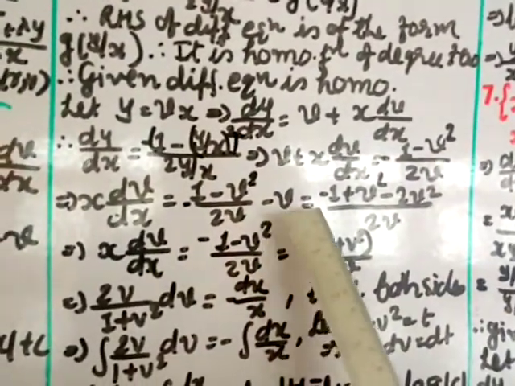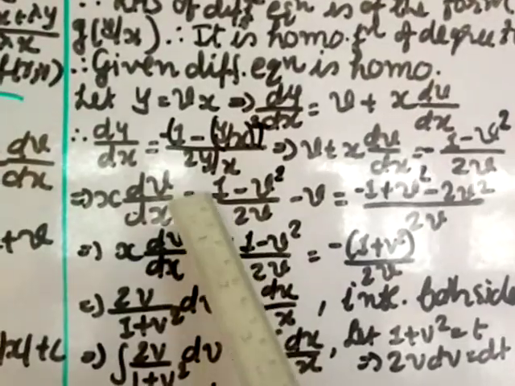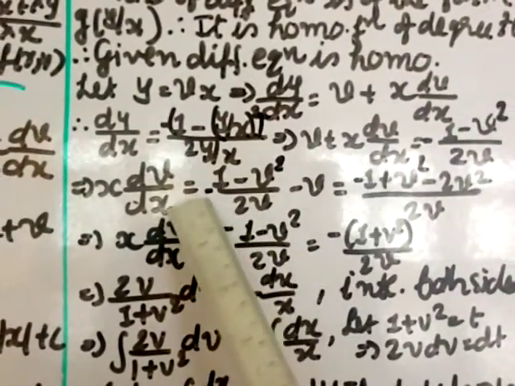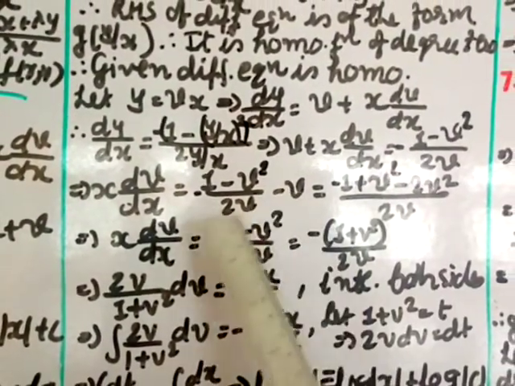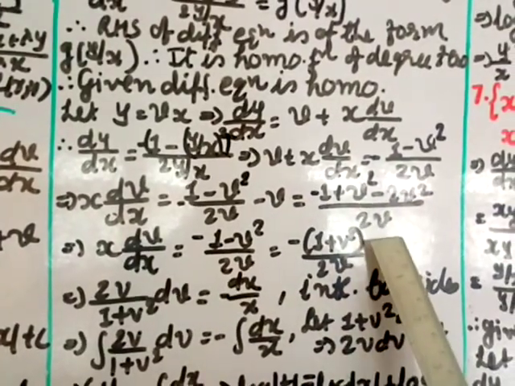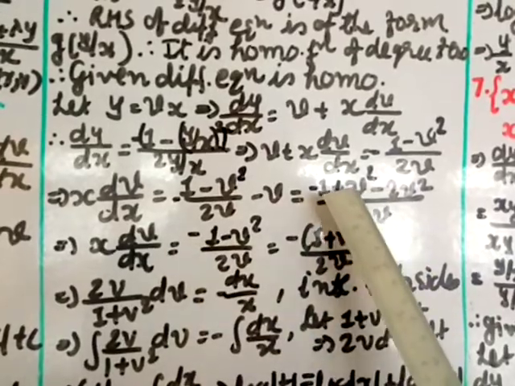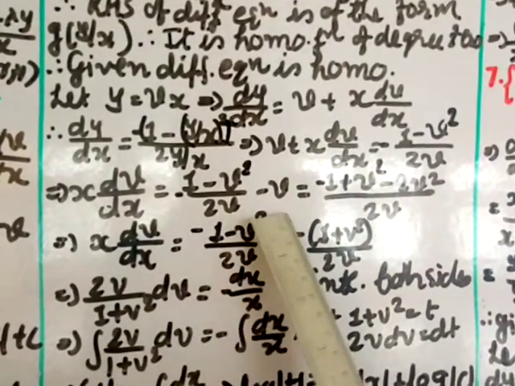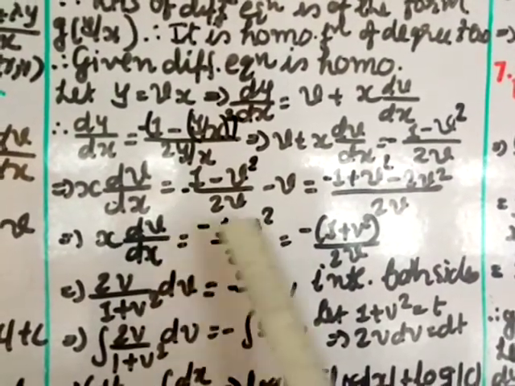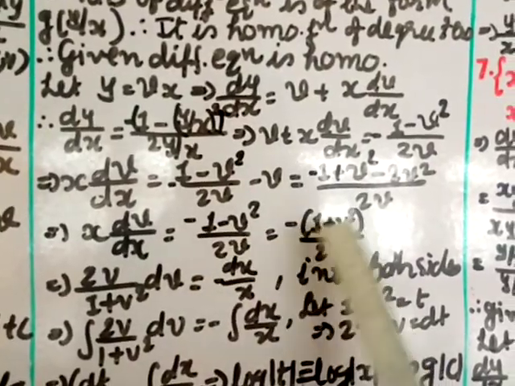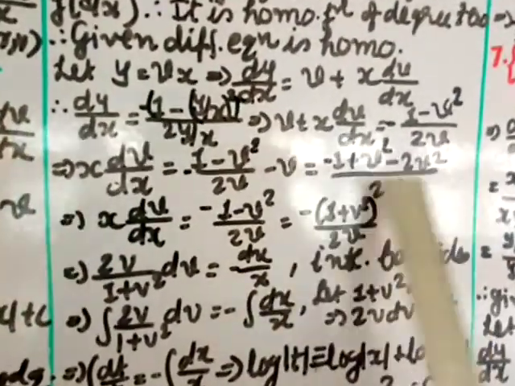Here remains x dv by dx equal to minus (1 minus v square) by 2v, and this v you transfer, minus v equal to, yes, minus I am multiplying here, so minus 1 plus v square, and this you multiply, take LCM, so minus 2v square divided by 2v. So this you can combine together. Here remains minus 1 and plus v square minus 2v square gives you minus v square divided by 2v, and from here I am taking minus common. Here remains (1 plus v square) divided by 2v. Okay, now separate the variables.